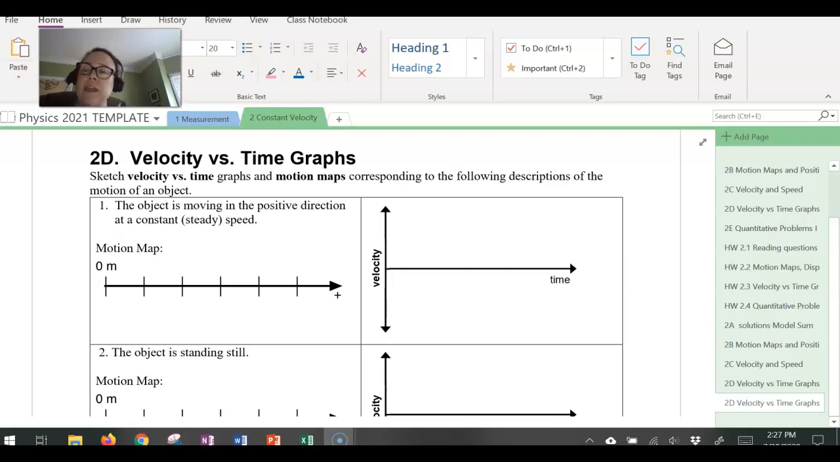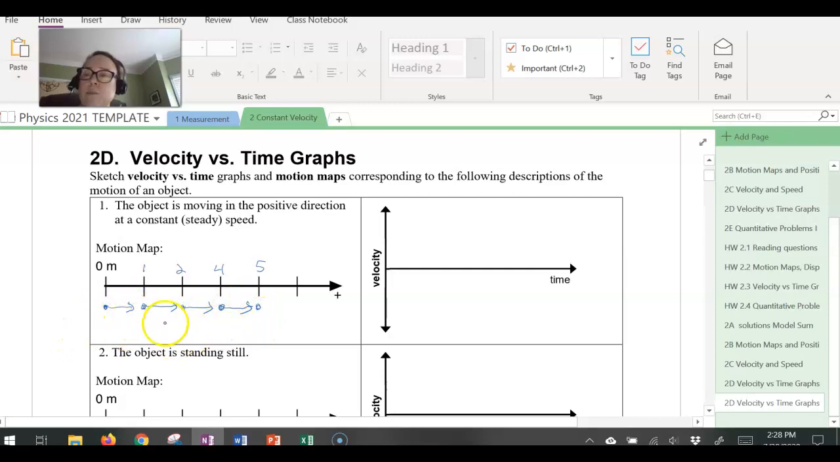versus time graph. So in number one, we're talking about an object that's moving in the positive direction at a constant speed. They don't tell me the speed, so I'm just going to assume that the object moves at 1 meter per second. I'm showing a simple motion map. The velocity vectors point to the right because it's moving in the positive direction. They're all the same length, and they are showing a velocity of 1 meter per second.